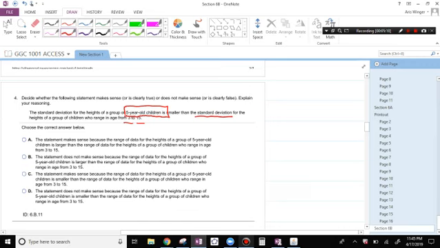The statement makes sense because the range of data for the heights of a group of 5-year-old children is smaller than the range for the heights of a group of children who range in age from 3 to 15.